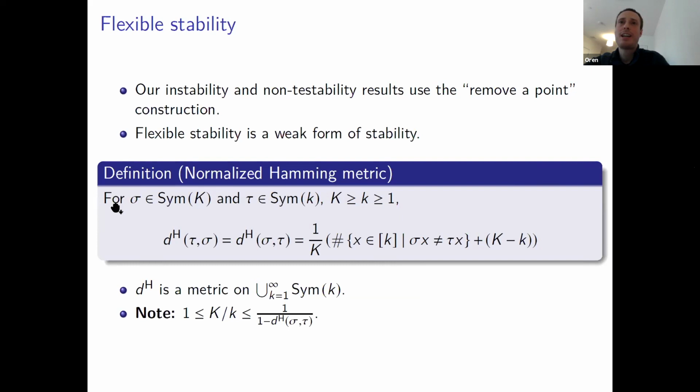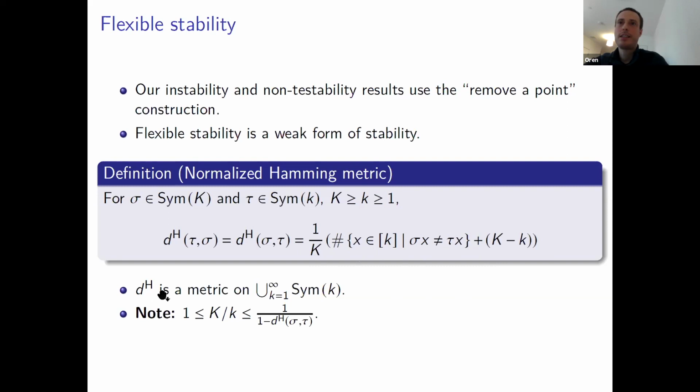And for this, I need to extend my definition of the normalized Hamming metric so that I can measure distance between permutations sigma and tau, which live in different finite symmetric groups: sigma in Sym(K) and tau in Sym(k), where capital K is at least little k, but maybe bigger. The way that I measure the distance, I count the number of x's between one and little k where the permutations differ. But then for all other entries of the larger permutation, which don't have a parallel entry of the smaller permutation because it's too small, I just give this punishment. And then I divide by the size of the larger one.